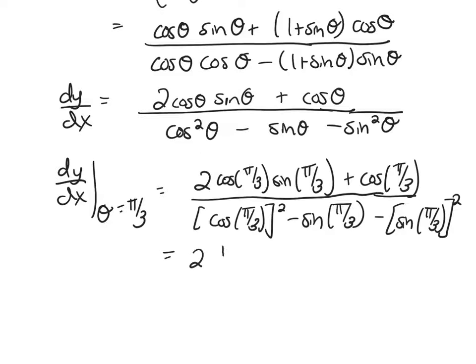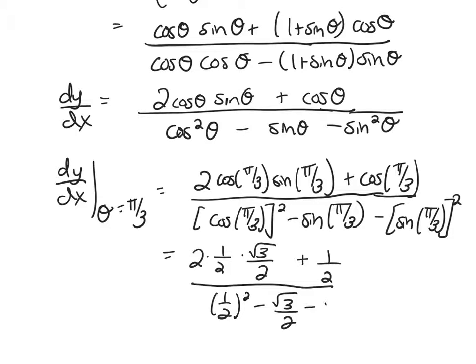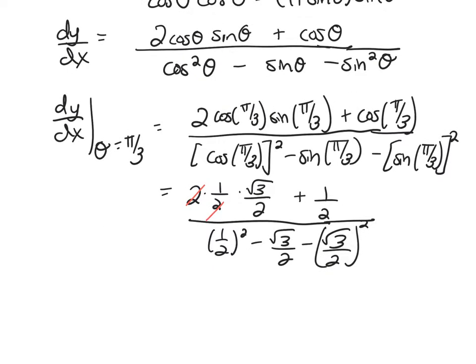Cosine of pi over 3 is 1/2. Sine is square root of 3 over 2. So you can cancel these 2's and then do a whole bunch of simplifying, and when you get done, you should get -1 here, and that's the slope of the tangent line at theta equals pi over 3.